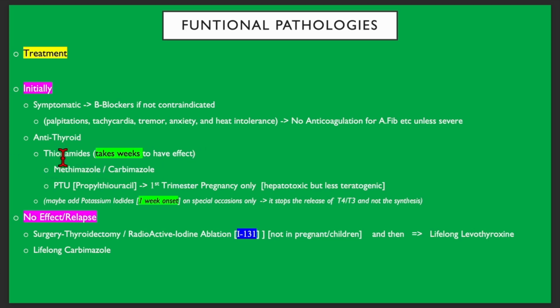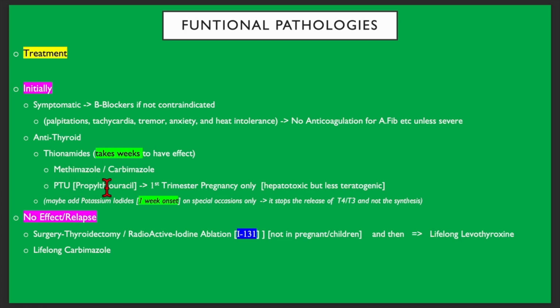Methimazole is a thionamide that is the active form. Carbimazole is a prodrug. Prodrug means that you take carbimazole and then it will be converted in your body into methimazole. So these two are the same drug, let's say, just different forms.